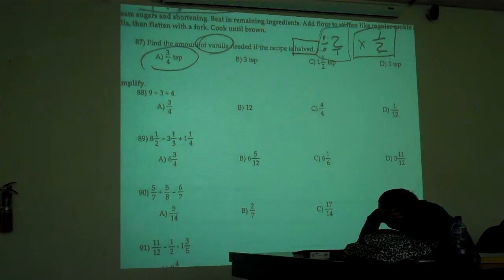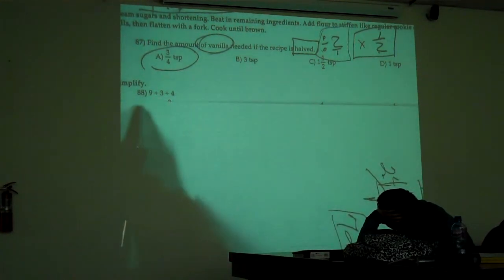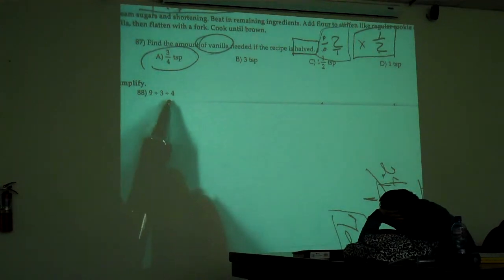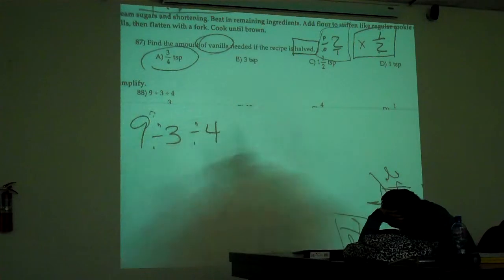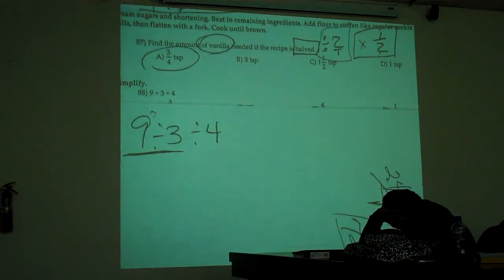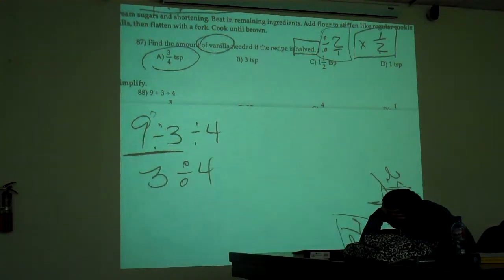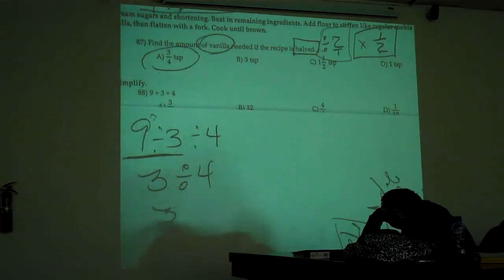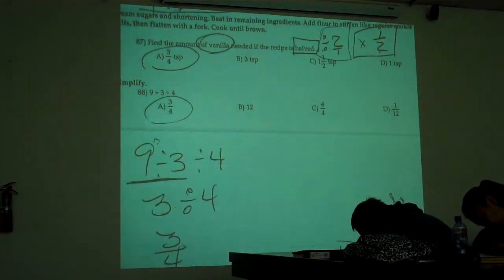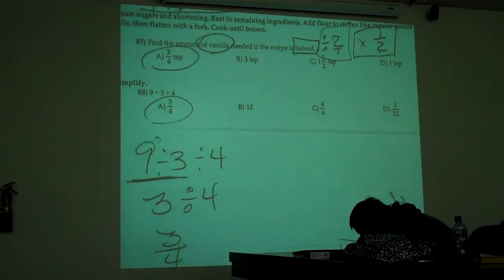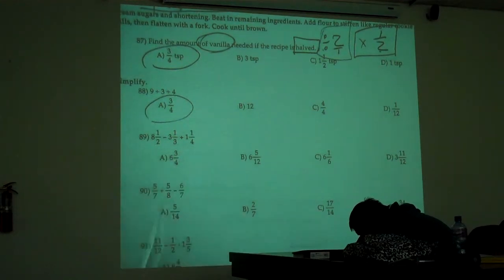Simplify. Number 88, we have division, and then division again. 9 divided by 3, and then divided by 4. 9 divided by 3 is 3. 3 divided by 4, 3/4. Okay, so it's just 3/4. Now we have a subtraction and then an addition.